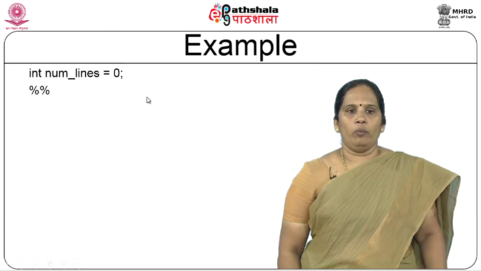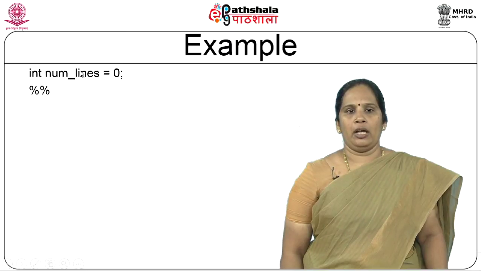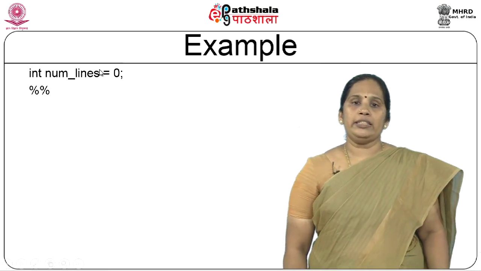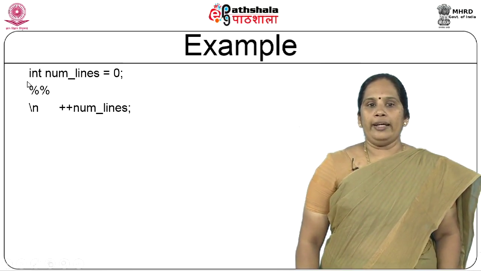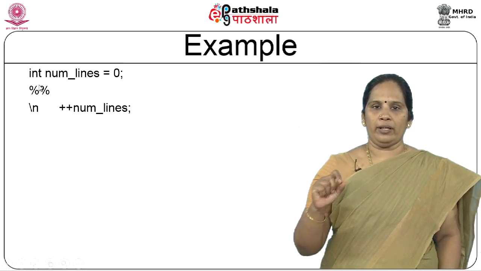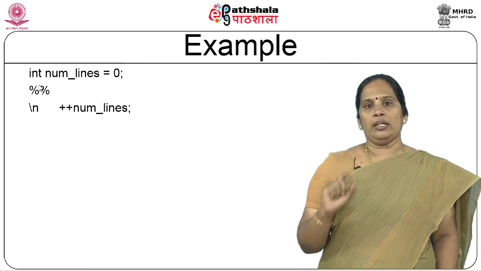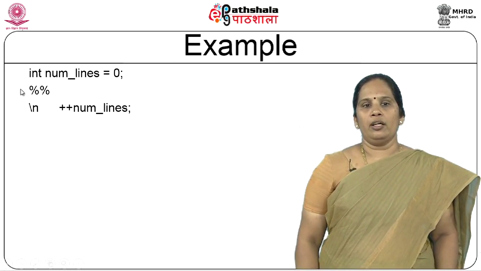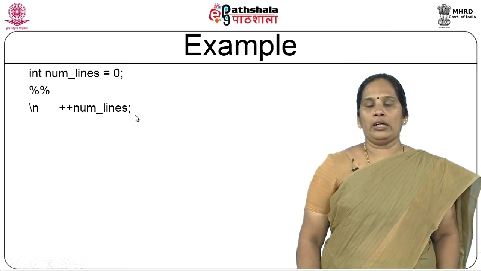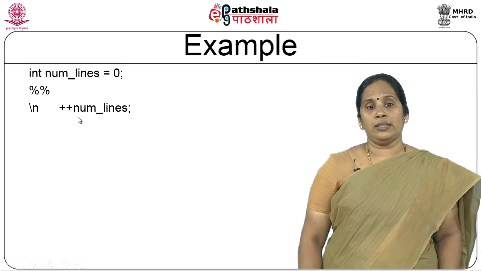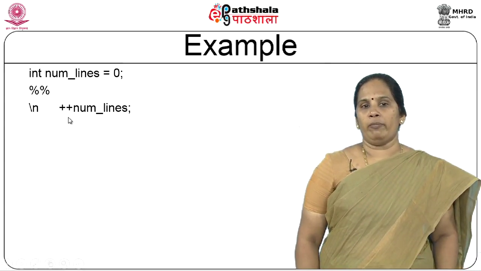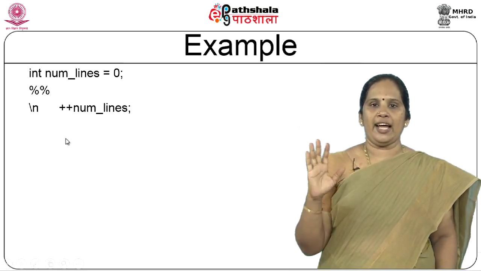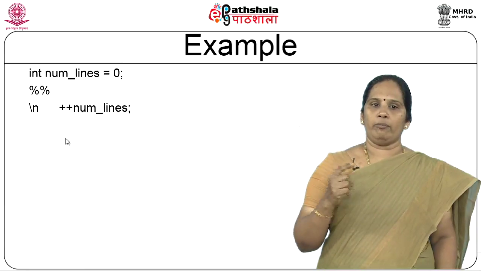This is my declaration section. I am defining a variable called num_lines, an integer variable, and assigning it to 0. Then I encounter a double percentage, so I know that I am entering the next section, the translation rules section. What does my translation rule say here? \n is my pattern, and the action is simply incrementing the num_lines variable by 1. I am doing a plus plus num_lines, which means that once I encounter a \n, I increment my number of lines counted by 1.